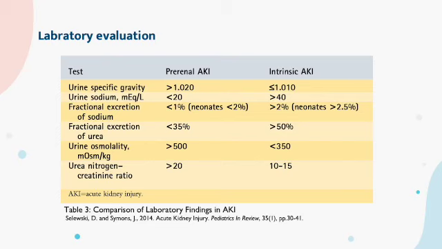Another test that has been used to distinguish pre-renal AKI from ATN is the urea nitrogen creatinine ratio, which is markedly elevated to more than 20 in patients with pre-renal AKI, whereas in patients with ATN it remains in the normal range of 10 to 15, and the difference is due to the avid urea reabsorption by the proximal tubule, which is not permeable to creatinine.